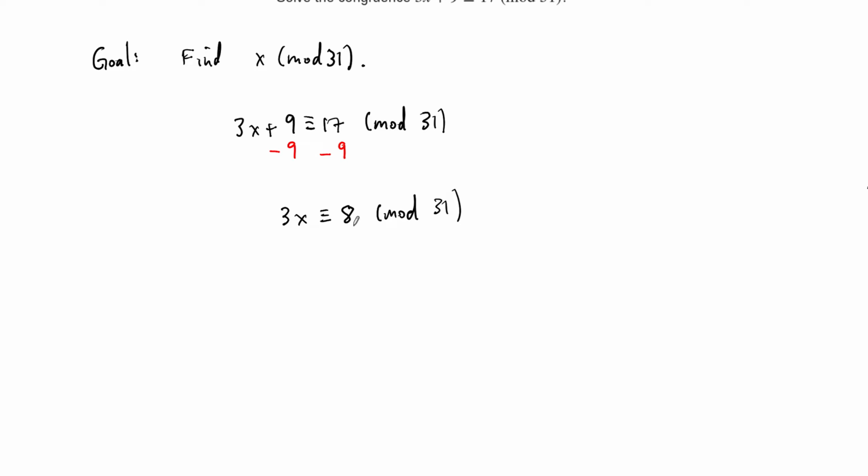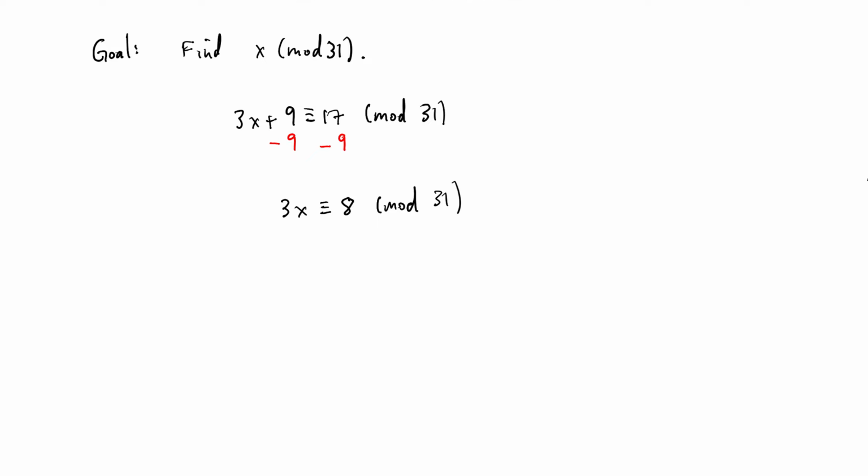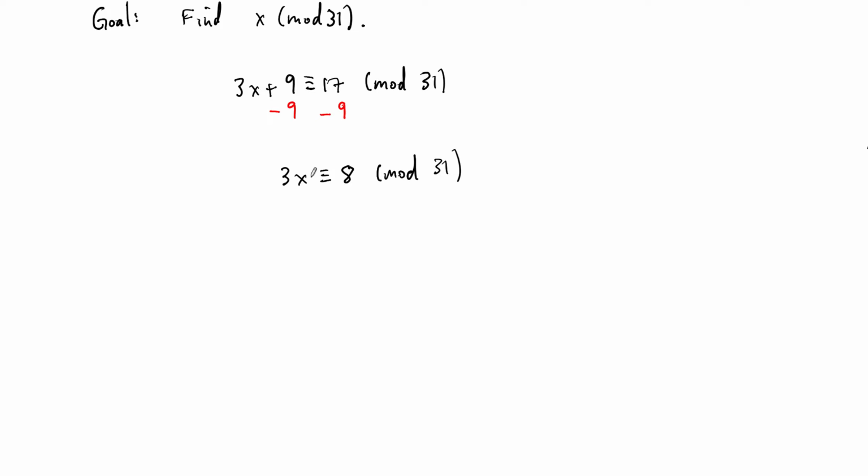And now at this point we have 3 times x congruent to 8. If this were just arithmetic or algebra with real numbers, or even rational numbers, we would just divide through by 3 and say the answer is 8/3. But 8/3 is not an acceptable answer in a modular space, so it doesn't work that way. Instead of dividing by 3, we need to multiply this whole equation by the inverse of 3. So we multiply both sides by some number a, where a times 3 is congruent to 1 mod 31. Our job right now is to find a.